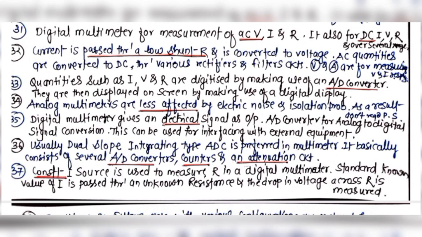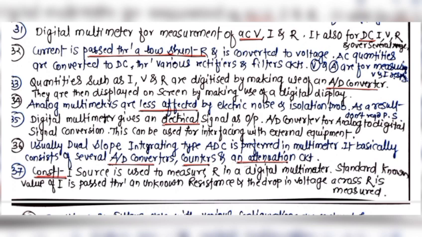Quantities such as current, voltage, and resistance are digitized by making use of an AD converter, that is analog to digital converter. They are then displayed on screen by making use of a digital display. Analog multimeters are less affected by electric noise and isolation problem. As a result, they don't require power supply.